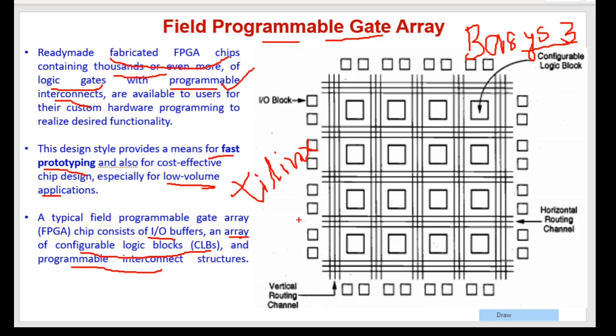And it consists of I/O buffers. These are present on the periphery of the chips. They are the input output buffers, IO buffers, IO blocks. They are used for connecting and taking the signal inside the chip and taking out the signal from the chip to the outside world.